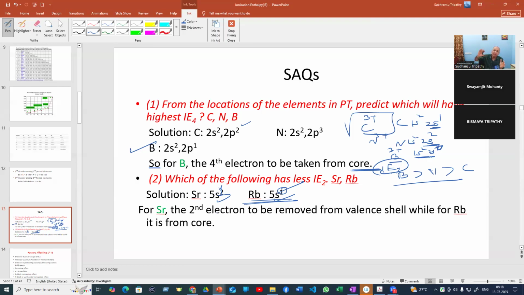Rubidium to strontium, is it greater? In a period it increases, that is I1, but I2 depends on what the stability factor is after removing one electron.